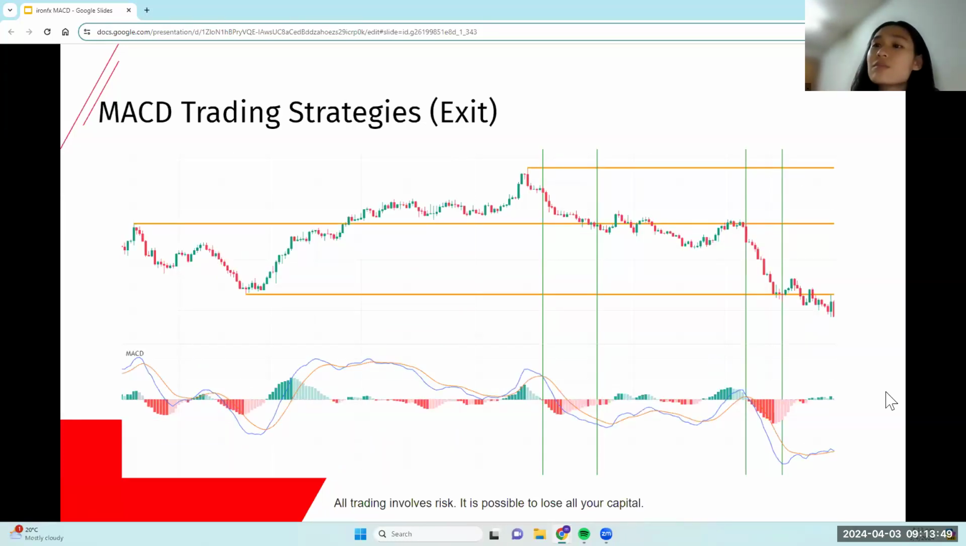Okay, again, we have some more examples here. Your exit basically occurs in combination with your support and resistance levels. So when price crosses below our resistance over here, you can see on our MACD that price is also becoming a bullish signal here.